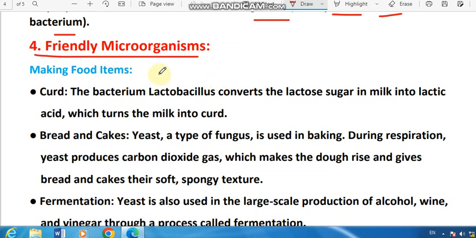Topic: friendly microorganisms. Making food items. First, curd. The bacterium Lactobacillus converts the lactose sugar in milk into lactic acid, which turns the milk into curd.